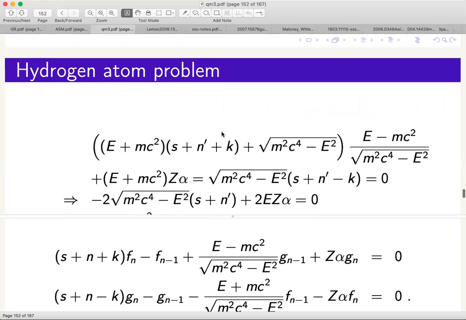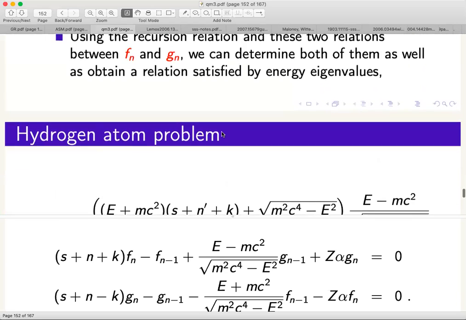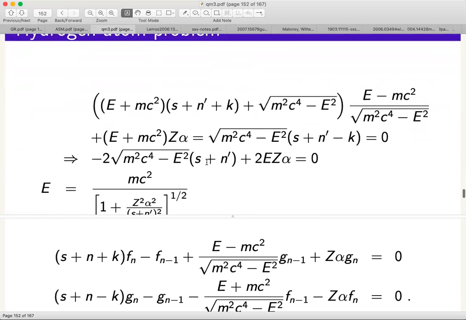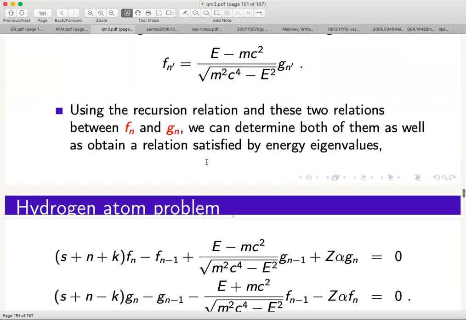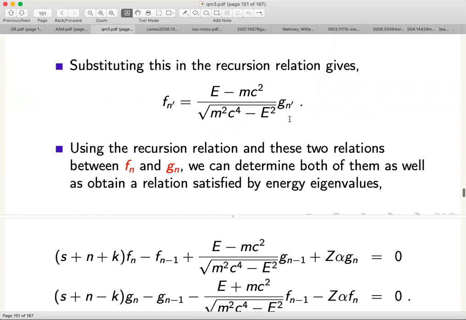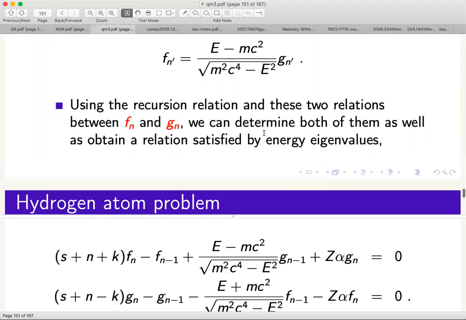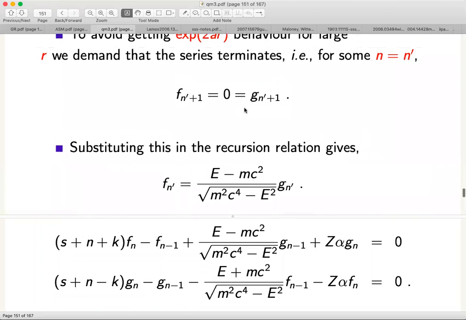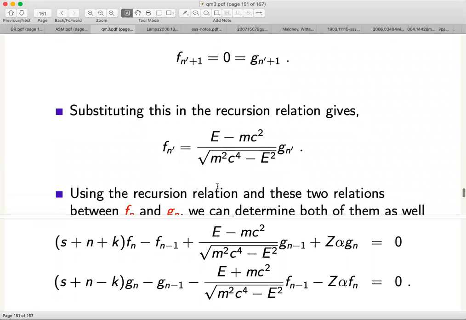So to determine energy eigenvalues, what we will do is substitute, this is a very cluttered equation, but we use the fact that fn prime is equal to E minus mc squared upon square root of m squared c to the 4 minus E squared, whole multiplied by gn prime, and plug it into this relation and simplify. Notice that this relation is for arbitrary n prime. It doesn't have to be the highest n prime value. So you could choose it for arbitrary n prime, plug it into this equation and simplify.